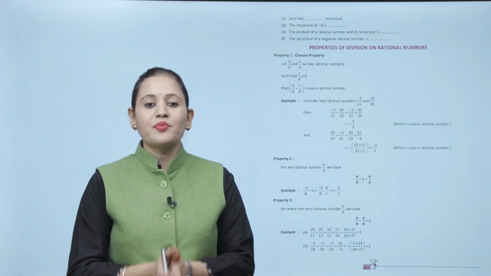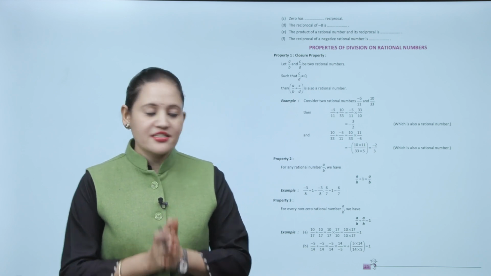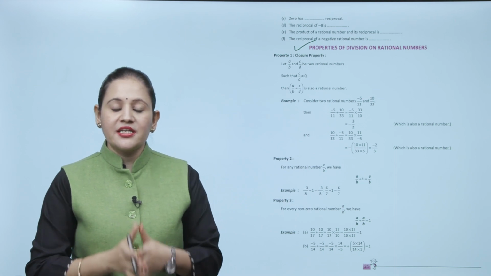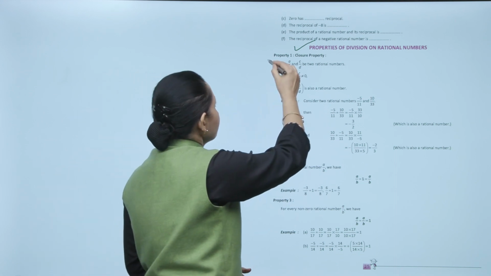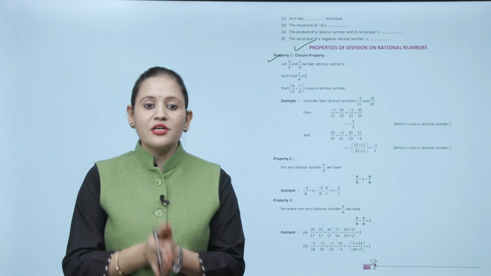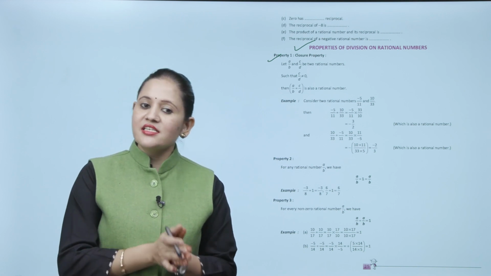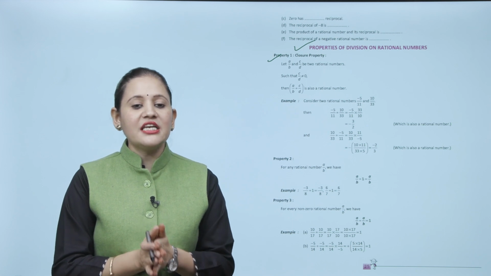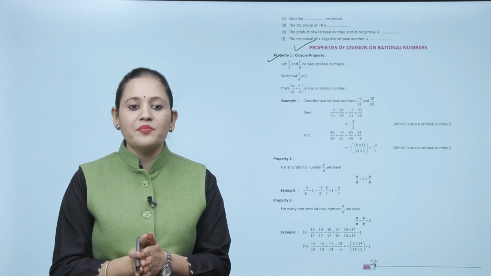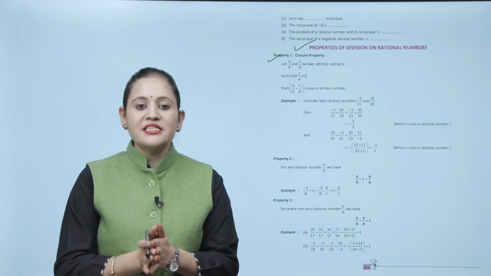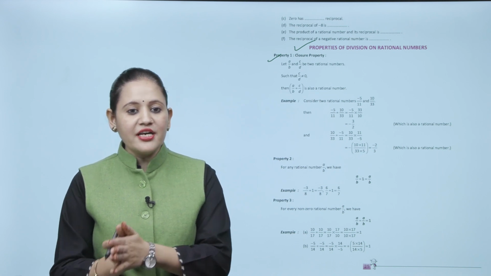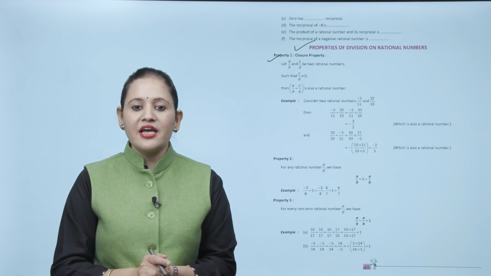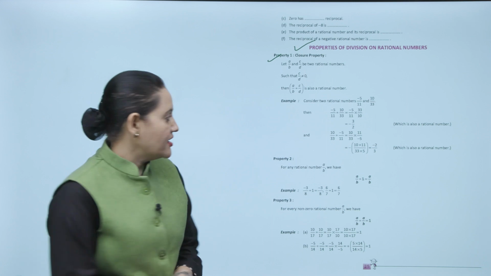Our next topic is properties of division on rational numbers. First property, that is closure property. According to this property, let a upon b and c upon d be two rational numbers such that c upon d is not equal to 0. Then a upon b divided by c upon d is also a rational number.